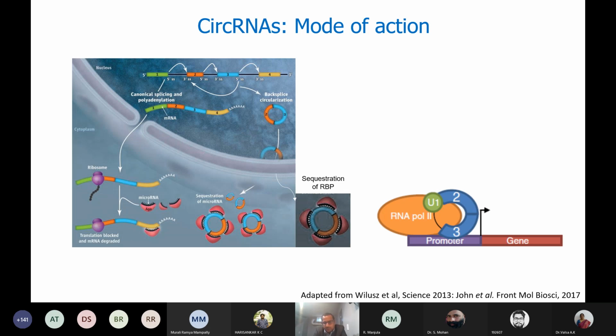And there's one classical example where they can interact with RNA Pol2 and help in the transcription of a gene. But this is only one example. Most of these circles act as either microRNA sponges or RNA binding protein sponges, and they inhibit their activity.